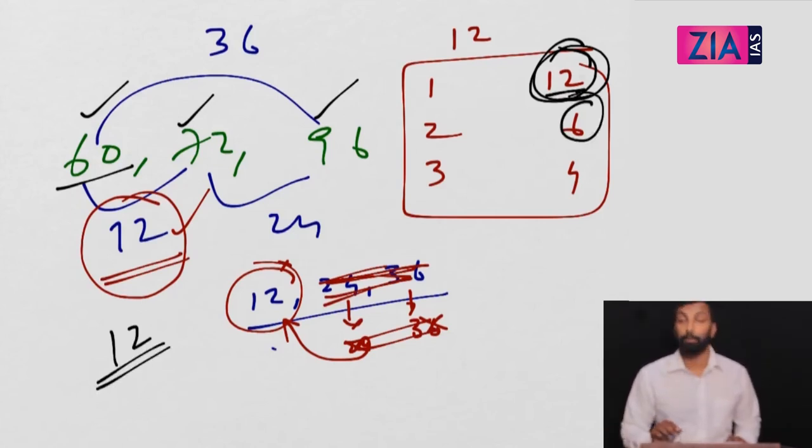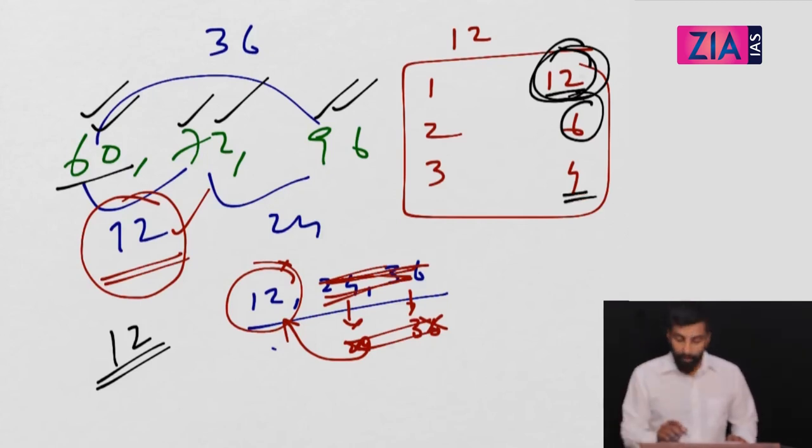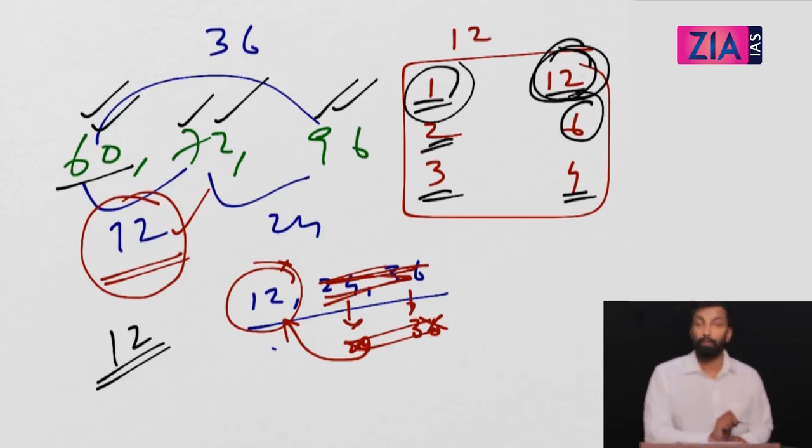You take the next highest number, 6. Check 60, check 72 and check 96. If you can divide, that's your HCF. If that is not possible, you try with 4. If that can't divide all the 3, try with 3. If that can't divide, try with 2. Or you try with 1. So finally 1 will be the answer.